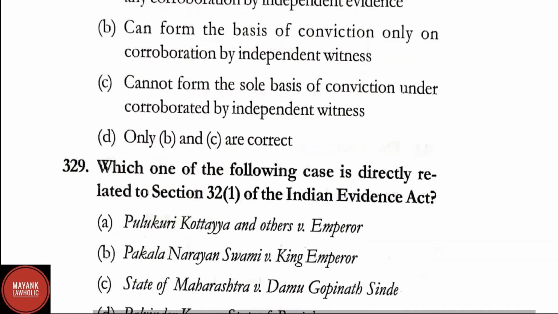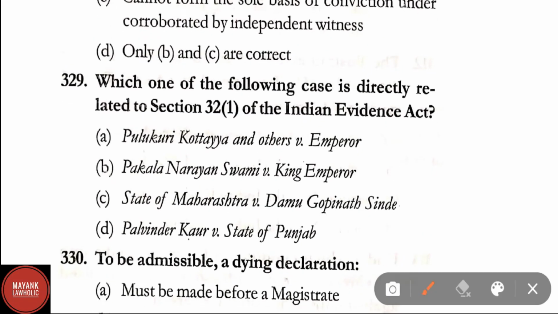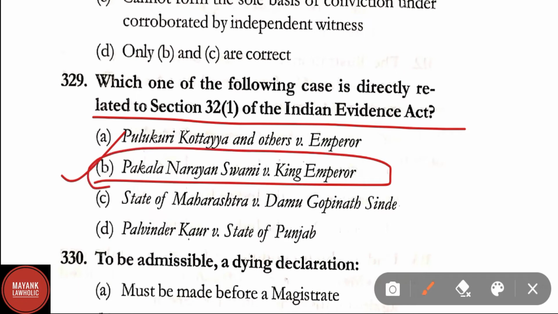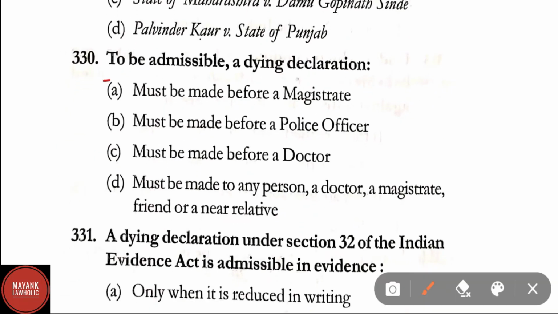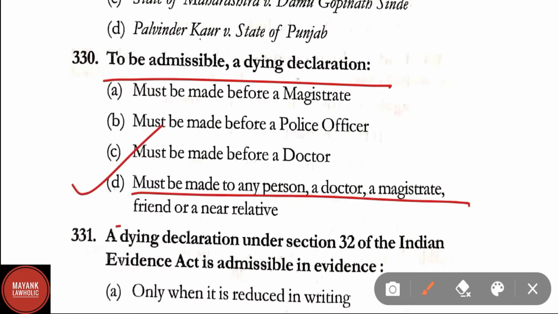evidence. Question number 329. Which one of the following case is directly related to section 32 subsection 1 of the Indian Evidence Act? Correct answer here is option B, that is Pakla Narayan Swamy versus King Emperor. Question number 330. To be admissible, a dying declaration must be made before a magistrate, must be made before a police officer, must be made before a doctor, and option D, must be made to any person, a doctor, magistrate, friend or near relative is the correct answer.